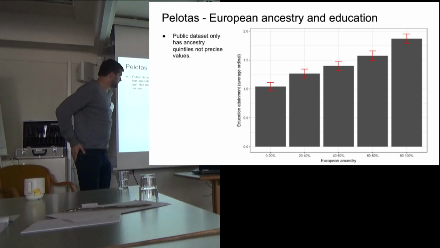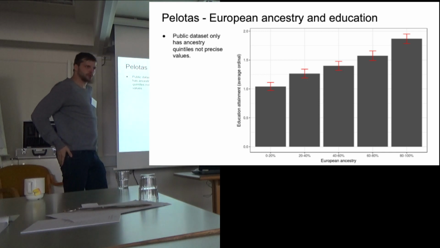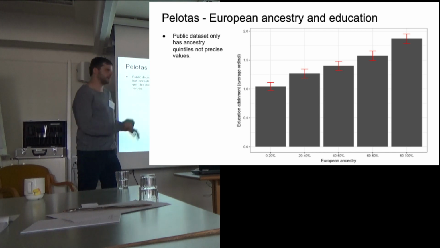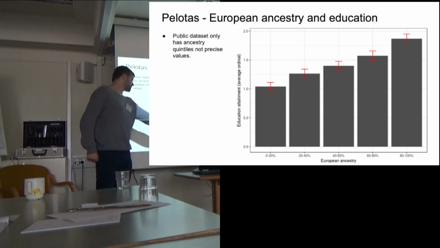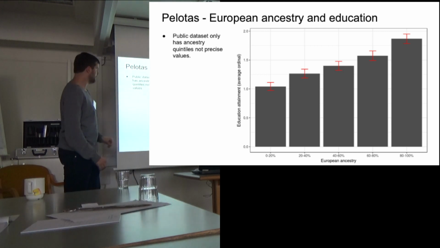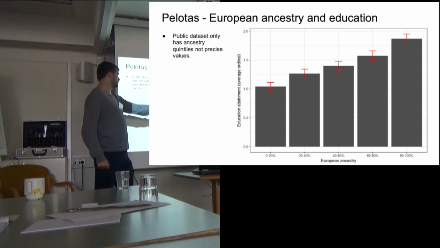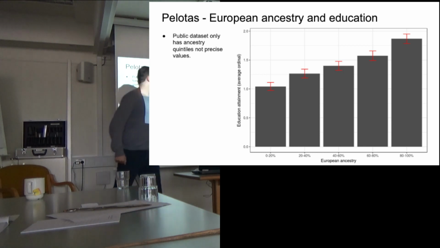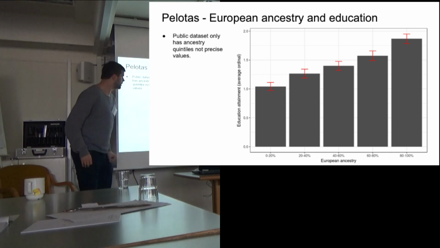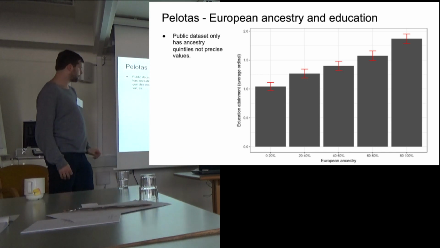So this is the Brazilian dataset. In the public version of the dataset, they don't have precise ancestries. They only give you quintiles. They say this person is somewhere in 0 to 20, 20 to 40, 40, and so on. But you see that the general pattern is there. This is an education measurement with an unclear scale, but it's an obvious pattern that with more European ancestry they're more well educated.